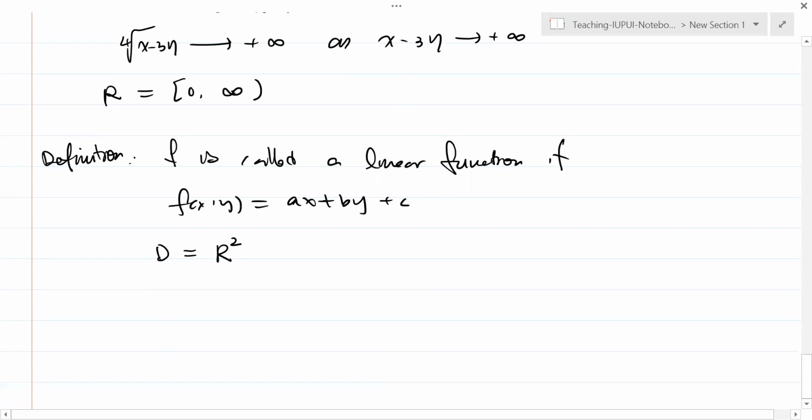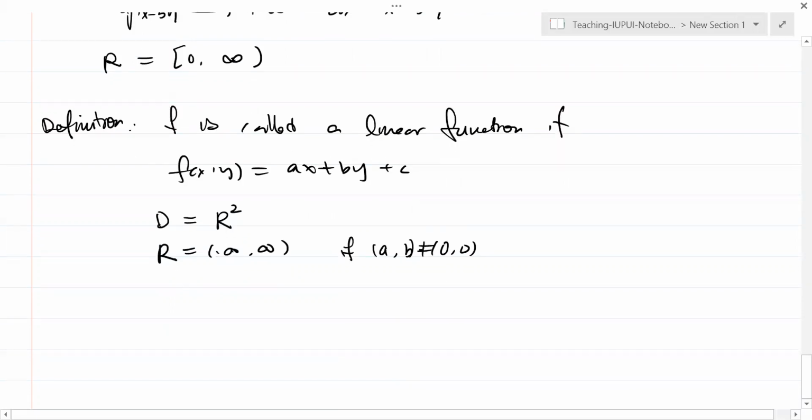Now what is the range? We have to be very careful. If a and b are not both equal to 0, the range is going to be the whole line. Otherwise it's just a point. So this is the case where a and b are not both equal to 0. One of them being 0 is okay. Otherwise, it's not a linear function; it becomes a constant function, right? So a linear function is very special.